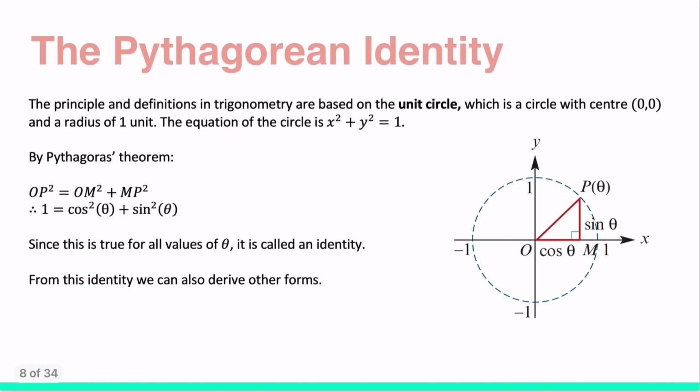Okay, the second part to this exercise is about this thing called the Pythagorean identity, and I'm sure you have come across it before, but we're going to go in a little bit more depth to it. So this is your unit circle here, which you've been working with for the last couple of weeks in methods. We do know that the equation of the circle is x squared plus y squared equals 1.